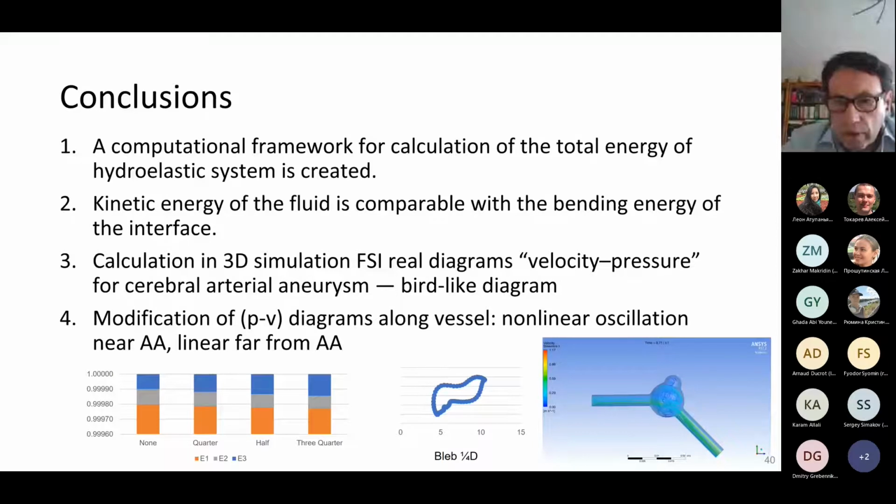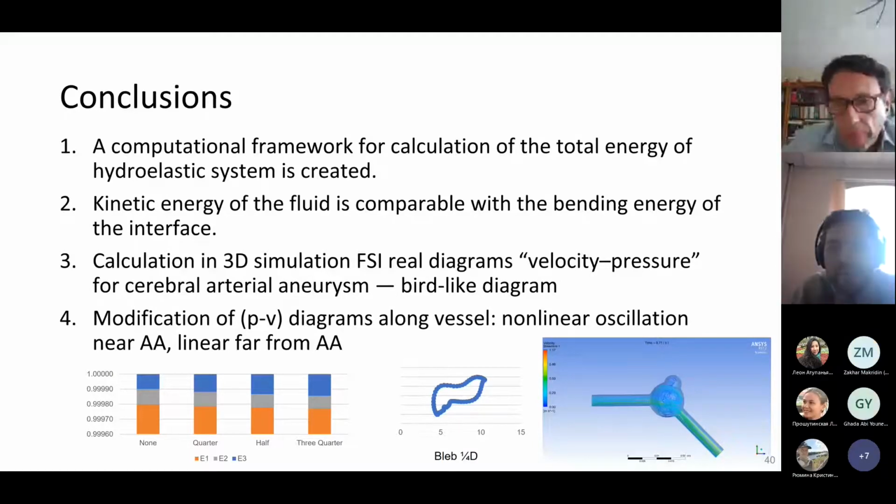Please, Alexei, go ahead. Yes, Alexander, could you explain, please, when you first showed the pressure velocity diagrams, you mentioned that the point rotates clockwise or counterclockwise depending on the vessel, in aneurysm, in arteries, and in veins it differs. Could you explain why? What is the physics behind it?